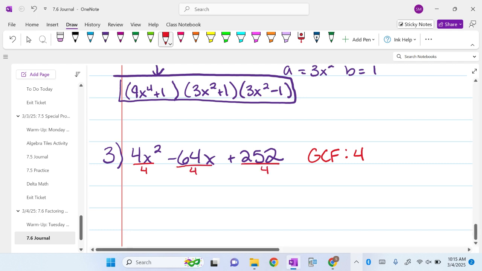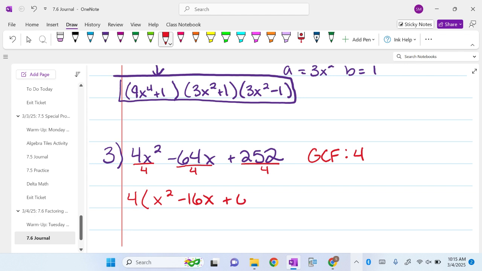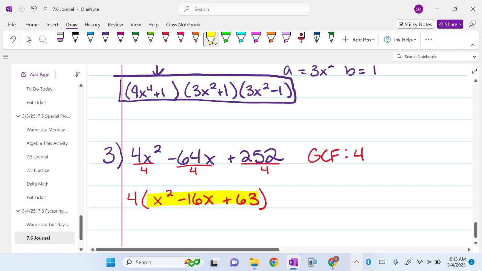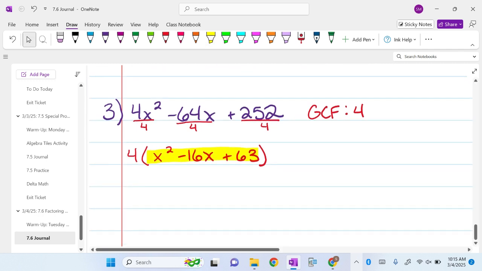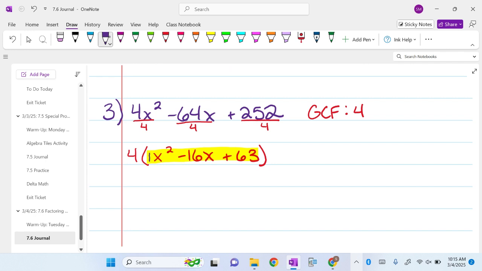So we're dividing all these by 4. So I have 4 on the outside. x squared minus 16x plus 63. Now I'm left with a trinomial in my bubble. So what's my next move? Let's go with Caleb. If I have a trinomial and I'm factoring a trinomial, what do I always start with? Labeling A, B, C. So A, B, and C. Then what do I do, Caleb?